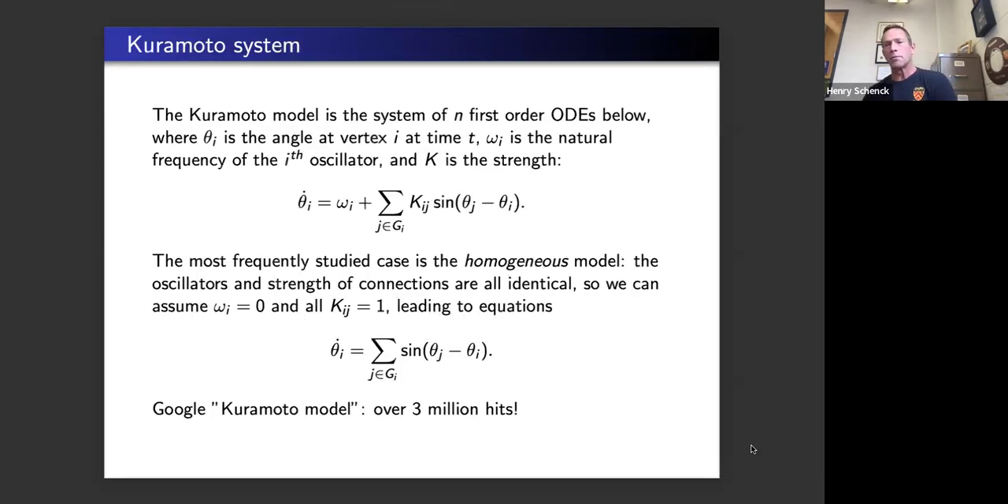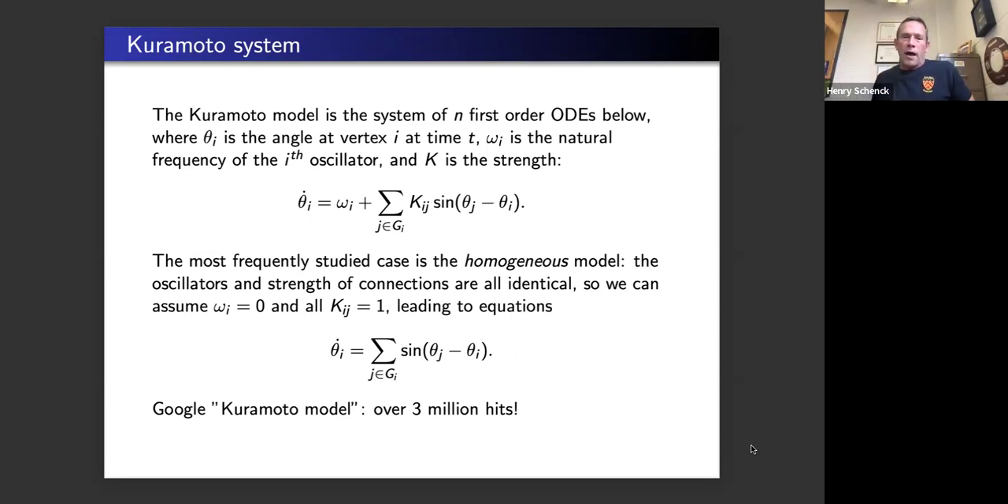So here's the actual system of ODEs. Theta is the angle at vertex I, and theta is a function of time. And then the differential equation is here. So theta I prime is omega I plus summation k_ij times some sine. So let's see what these things are.